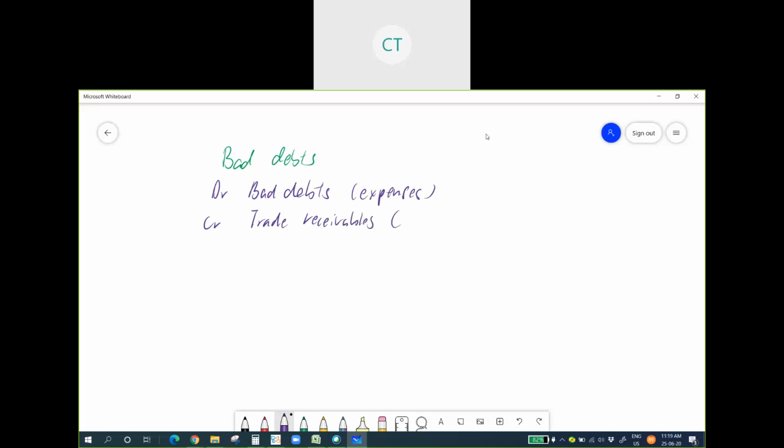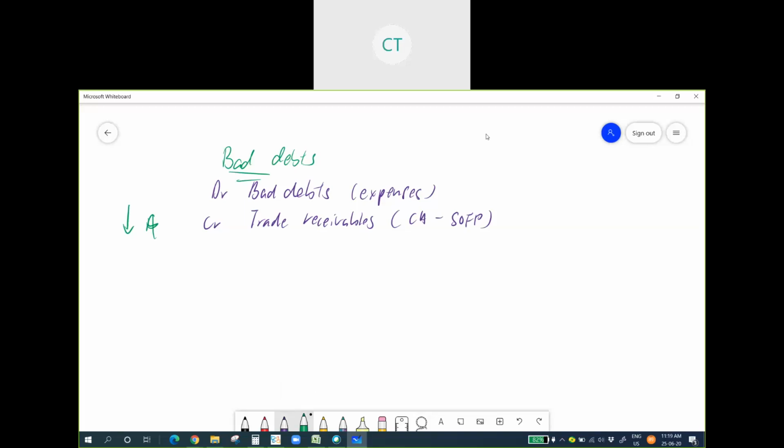So trade receivable is a current asset under SOFP. So from this transaction, we can know what is the impact of bad debts. Bad debts will reduce the value of your trade receivables. So how to define bad debts? Bad debts, we can say, is the uncollected amount from our customer.